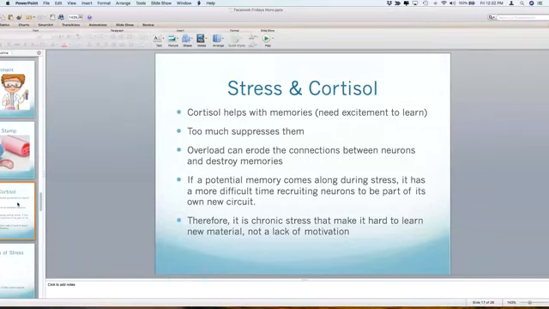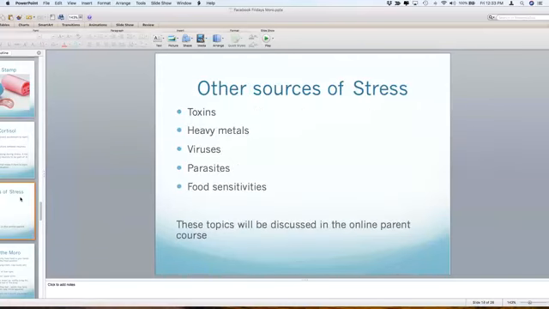Too much cortisol, however, suppresses the memories. So you need some cortisol, but not too much. An overload of cortisol can erode the connections between the neurons and destroy memories. So if a potential memory comes along during stress, it has a more difficult time recruiting neurons to be part of its own new circuit. Therefore, it is chronic stress that makes it hard to learn new material, not necessarily a lack of motivation. I had kids who tried so hard, they just could not learn or remember.